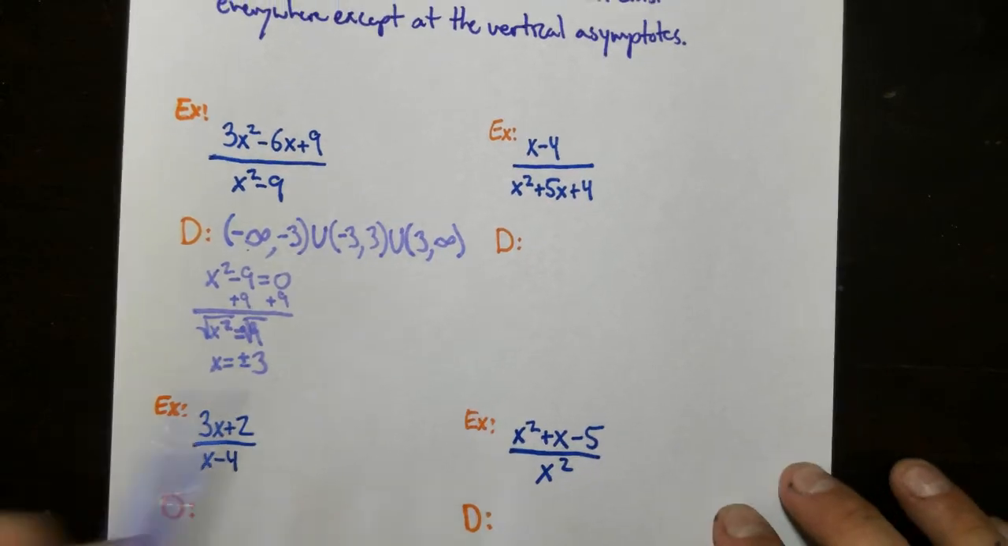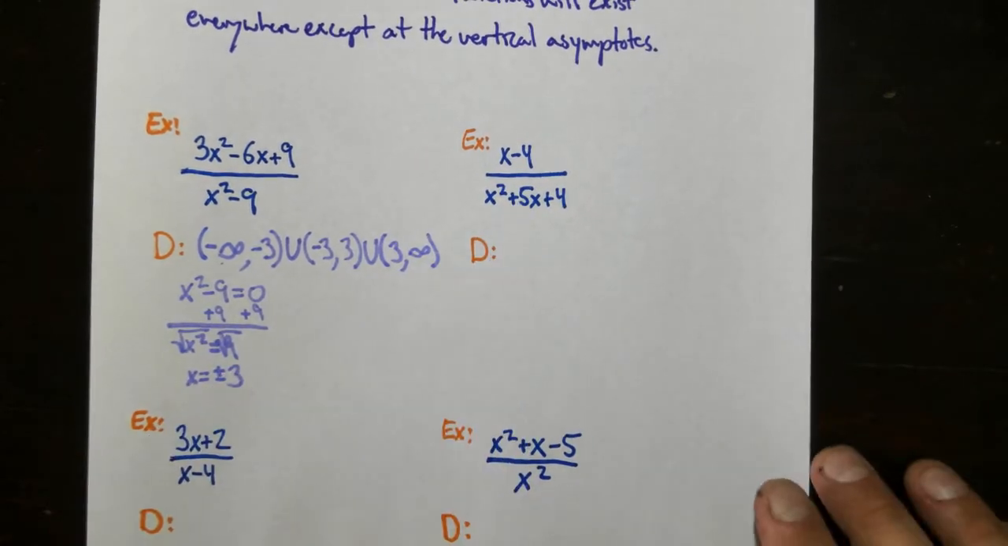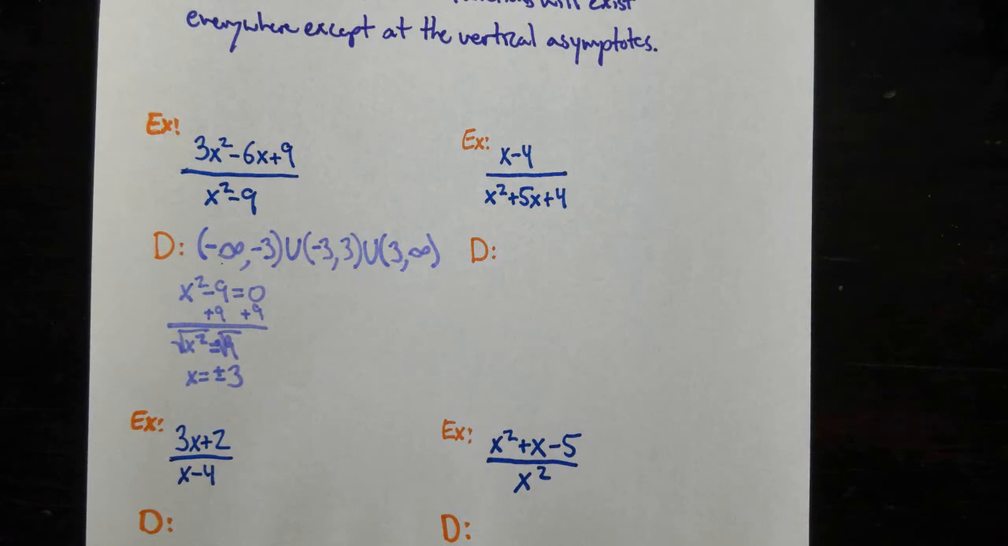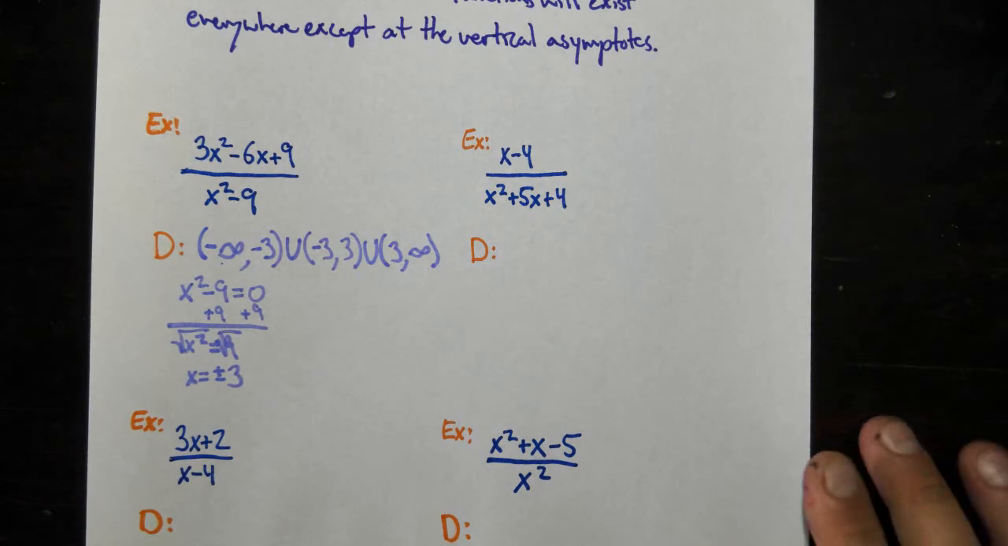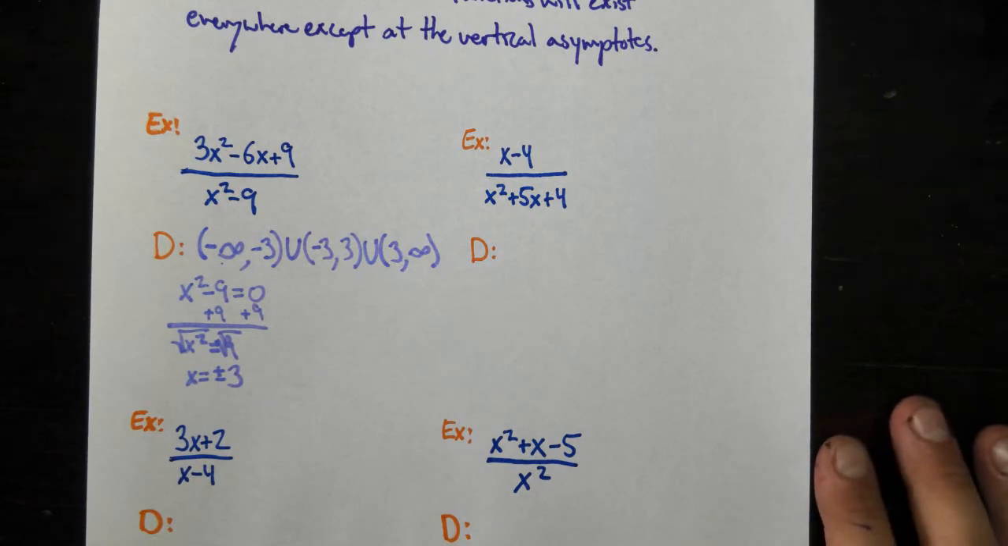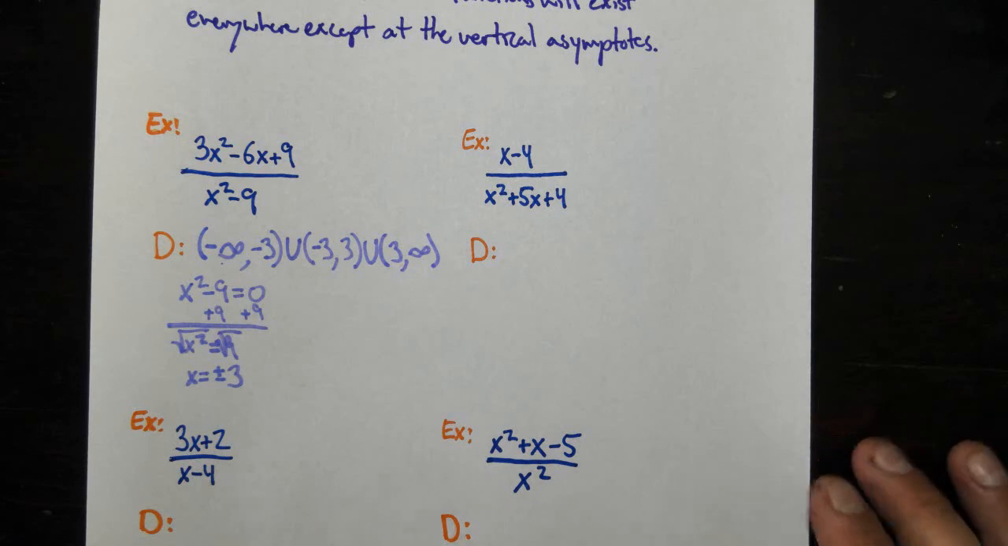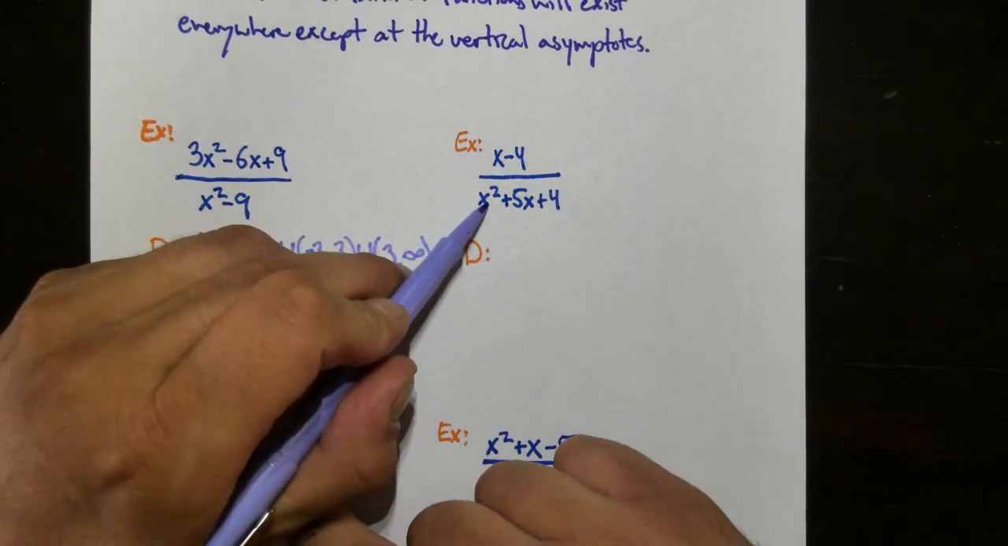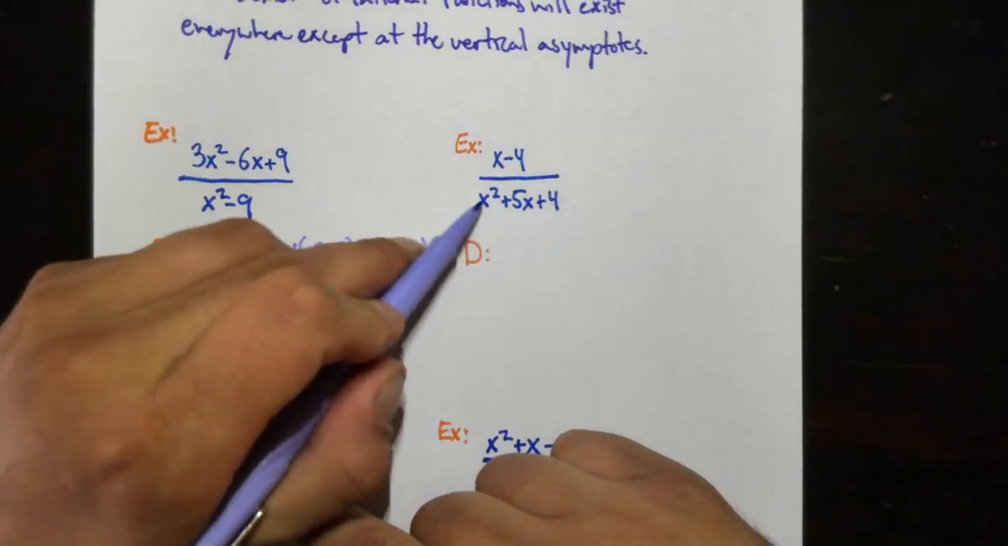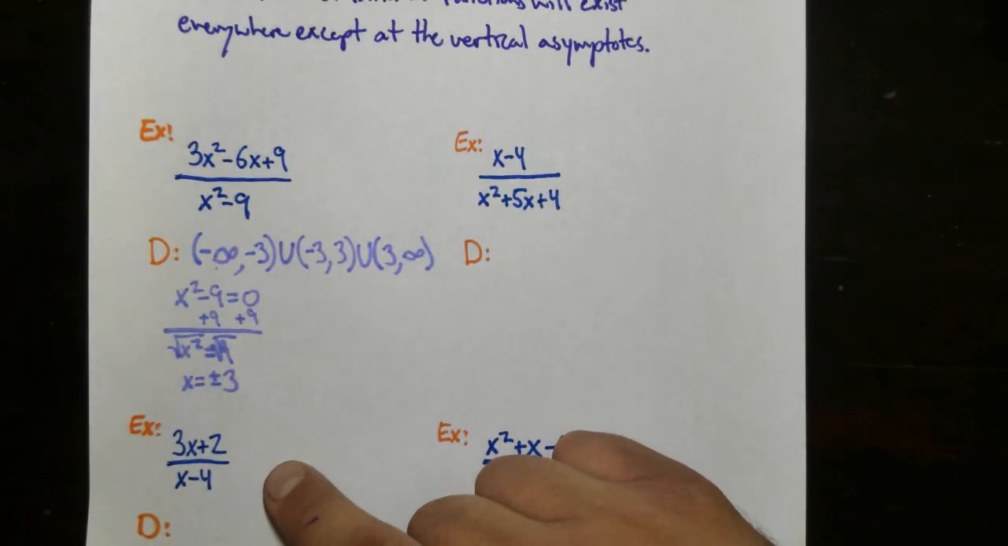So let's now talk about this one, x minus 4 over x squared plus 5x plus 4. So again, let's identify what our vertical asymptotes are. So in this case, this looks like a factorable equation, or if you like using quadratic formula, you can use that.